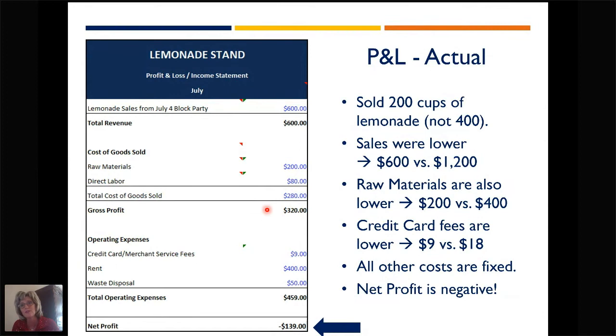Now, because we only had half as much business, the credit card fees were a lot lower. That was only $9. But the other costs were fixed, that $80 and that $400. Oh, and the waste disposal. Trash cans weren't full, but I still had a flat fee that I had to pay for that. Yikes. Now what happens? Now we're at a loss. A net loss of $139. So Beatrice was excited about the $63 an hour. Yikes. That just went away just like that, Beatrice.